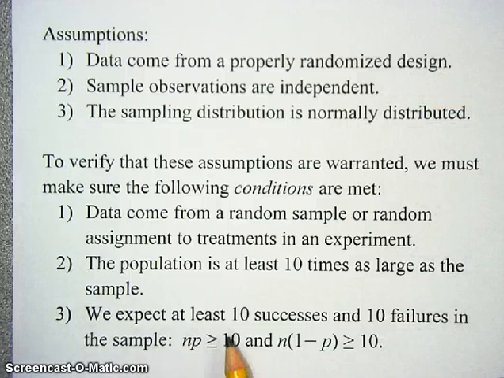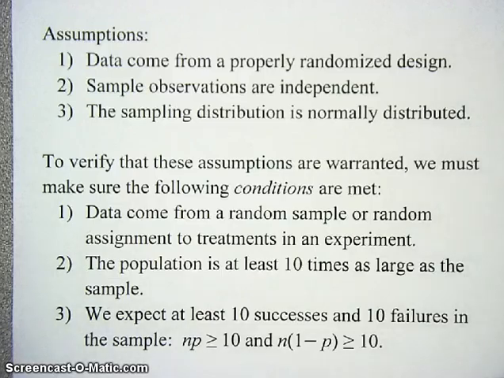Thirdly, if we can expect at least 10 successes and 10 failures in the sample, that is, n times p is greater than or equal to 10, and n times 1 minus p is greater than or equal to 10, then we can infer that the sampling distribution will be at least approximately normally distributed.